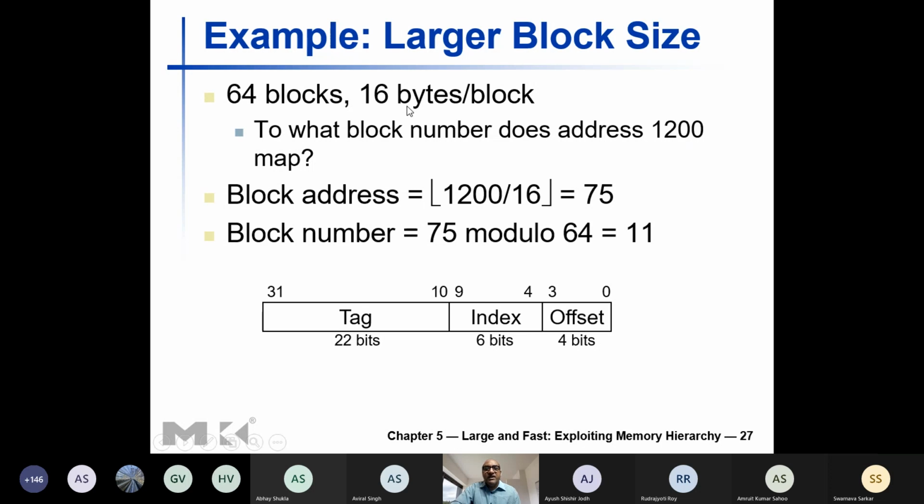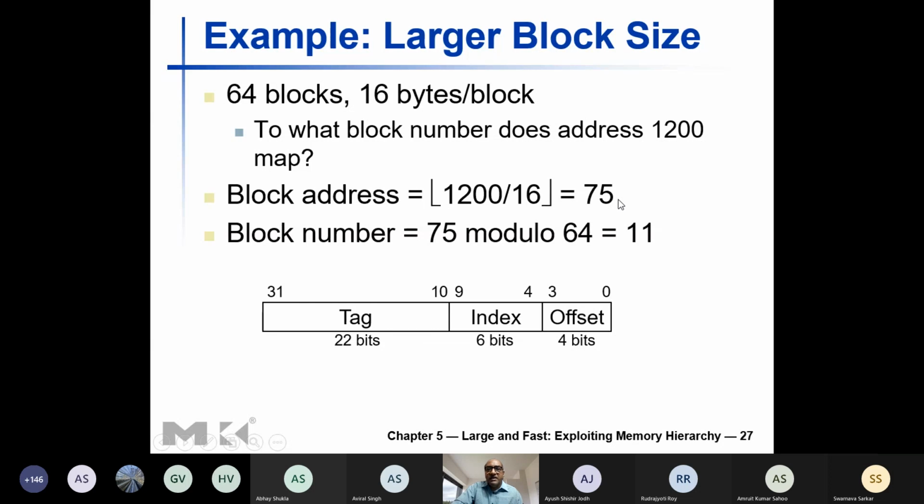We know that if a block contains 16 bytes, and we divide this 1200 by 16, we'll come to know the block address. If it is 1200, it divides properly by 16. But suppose it is 1201 or 1202, something like that. Then, because a block contains 4 words, you have to take the floor of the result when you perform the division. So here you will get 75. It means this CPU-generated address corresponds to a block address of 75.